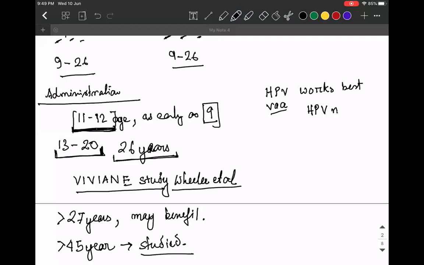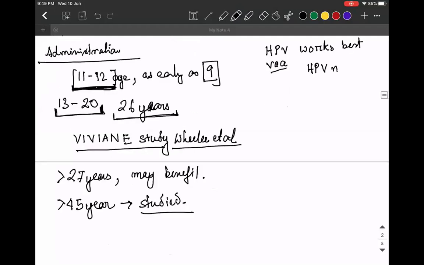Okay, up till this point, are there any doubts? Do you want me to repeat something? Otherwise, I will move on to the next points that have to be discussed regarding the vaccine. Clear, sir. Clear.